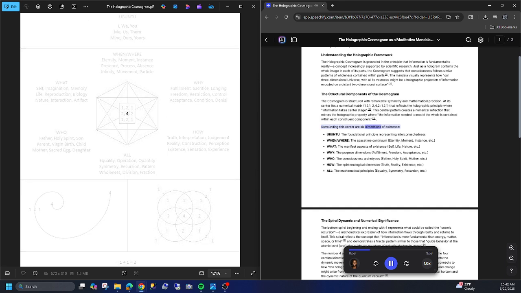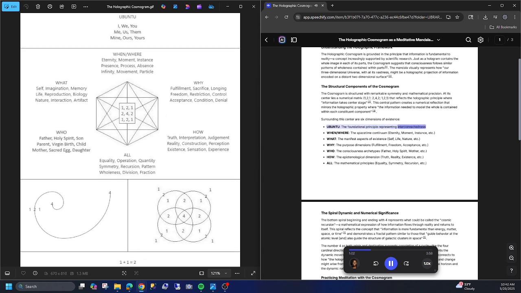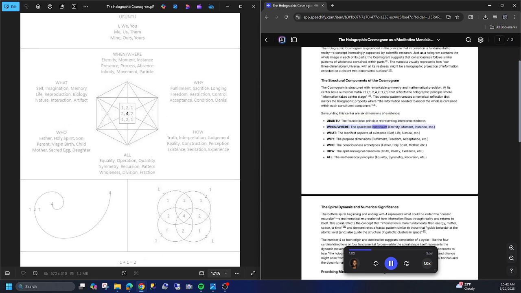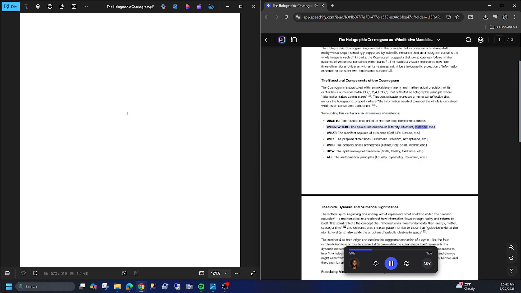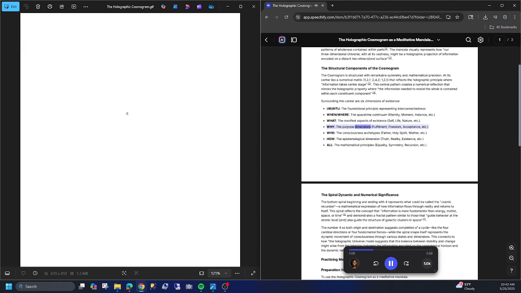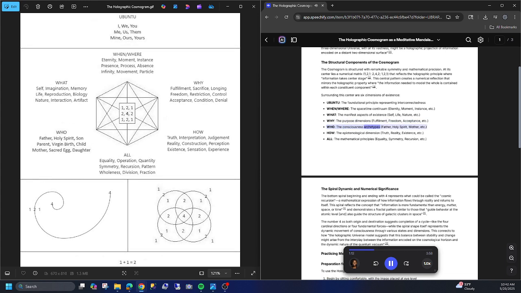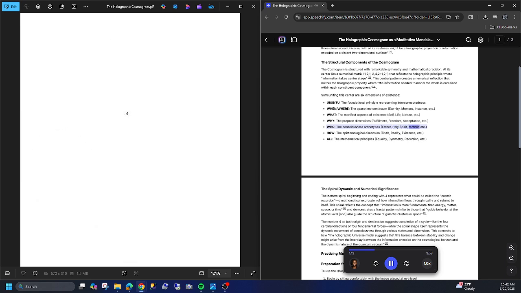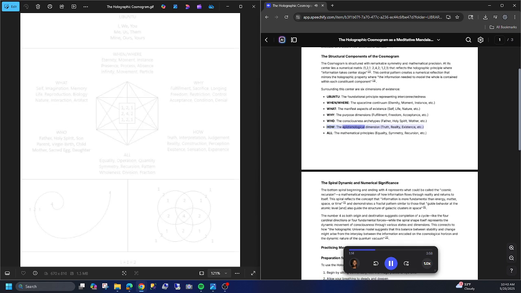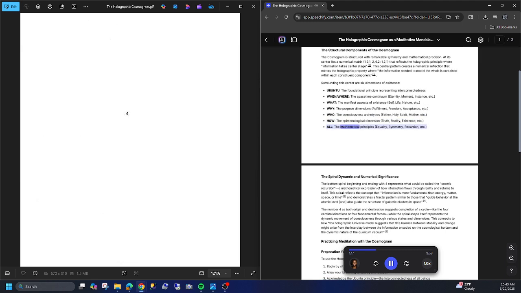Surrounding the center are 6 dimensions of existence. Ubuntu, the foundational principle representing interconnectedness. When, where: the space-time continuum, eternity, moment, instance, etc. What: the manifest aspects of existence, self, life, nature, etc. Why: the purpose dimensions, fulfillment, freedom, acceptance, etc. Who: the consciousness archetypes, Father, Holy Spirit, Mother, etc. How: the epistemological dimension, truth, reality, existence, etc. All: the mathematical principles, equality, symmetry, recursion, etc.